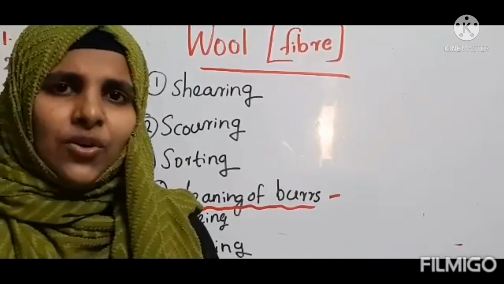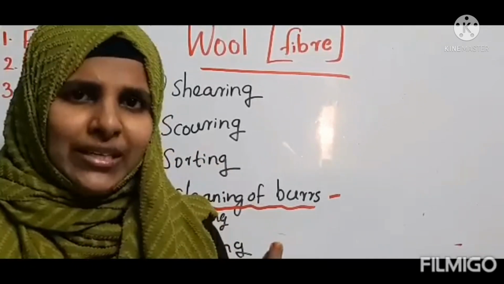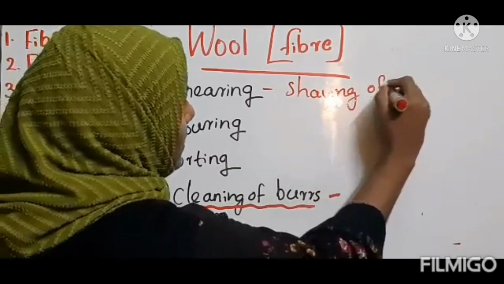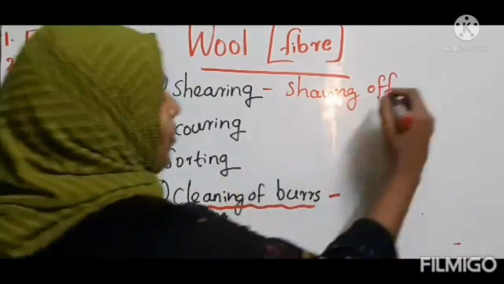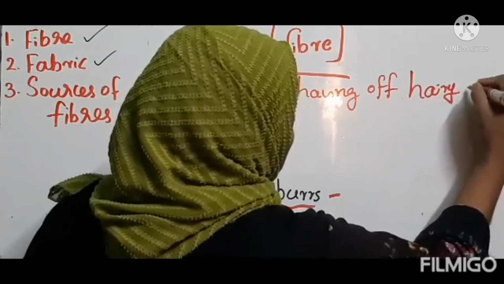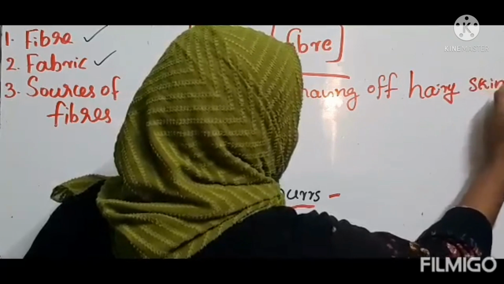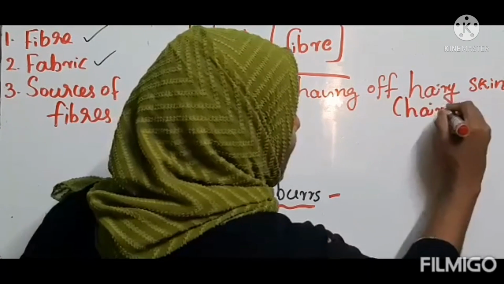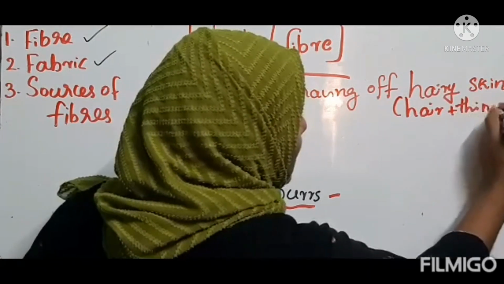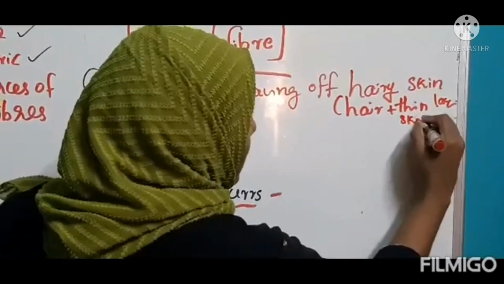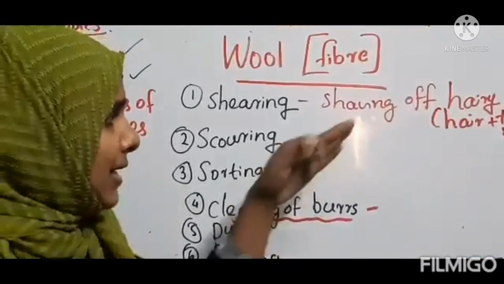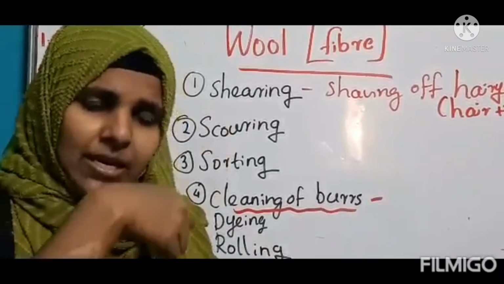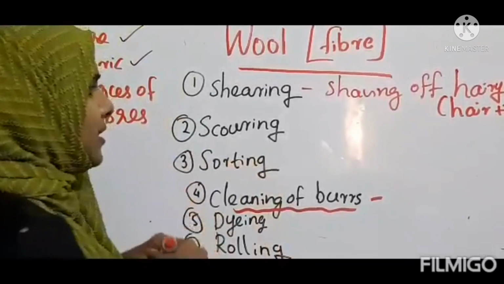What is shearing? Do you know shaving? That you already know, right? Shearing means actually shaving off hairy skin. Shaving off hairy skin means it includes both hair and a thin layer of skin. First what will we do, children? First we are shaving the sheep of hair. Okay. And after that, scouring.